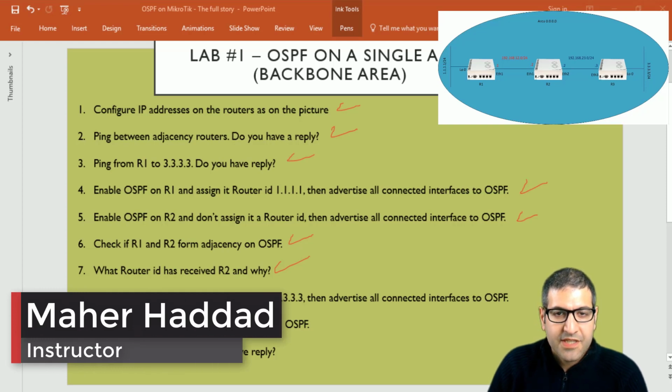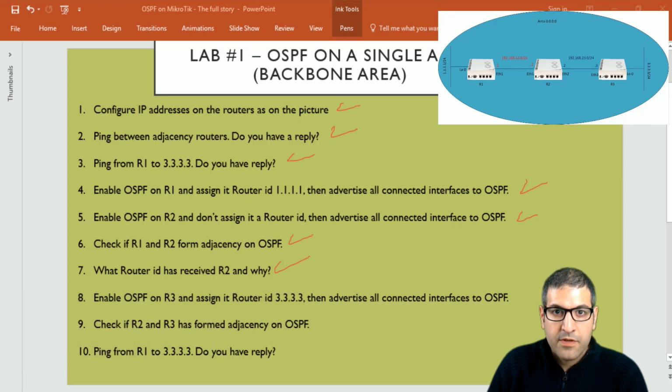So we have just finished 7 points on our first lab. We have configured OSPF on router 1 and we have configured OSPF on router 2. We have checked if they form neighborship and we've seen that they did. And also we have talked about the router ID. Now we need to continue the lab and we have to finish it.